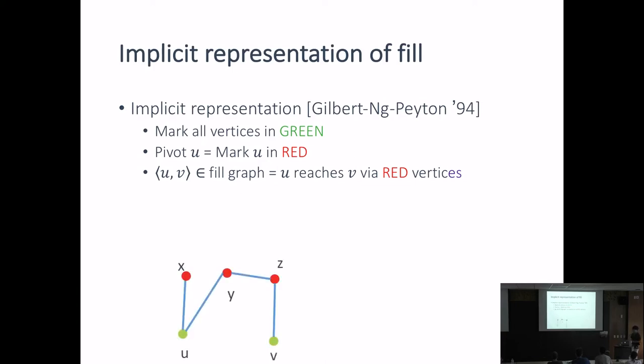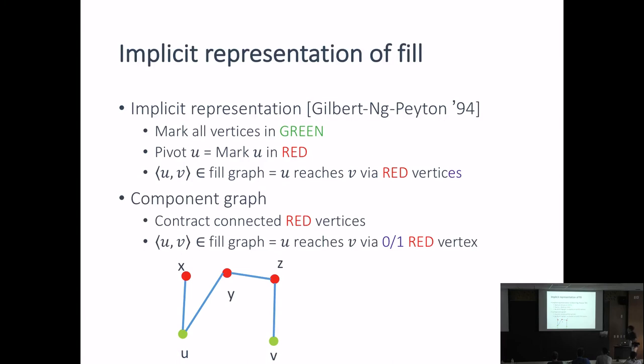So here is the example. We have a graph over here. We have already pivoted X, Y, and Z. And then instead of making a clique out of their neighbors, we just mark them in red. So in this case, it's easy to check. U and V is actually an edge in the fill graph because there's a path from U to V via Y and Z.